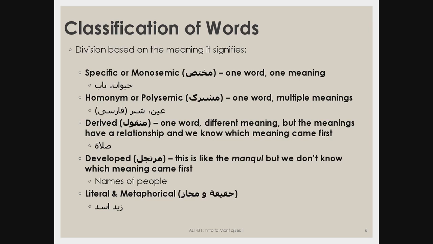We have this in all languages, English as well. The example I've given here is ayn. Ayn in Arabic has 30 meanings: eye and pond, and I don't know what else. Or sheer in Farsi. Sheer in Farsi is a lion, it's milk, and it's also a faucet, like a tap. Three different meanings.